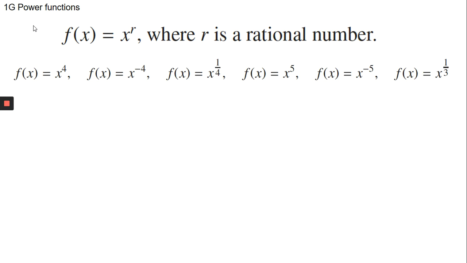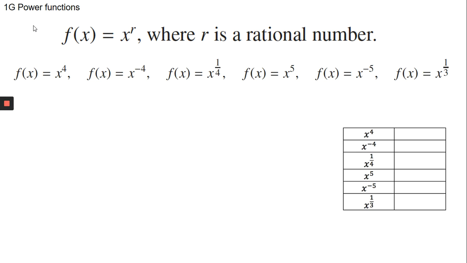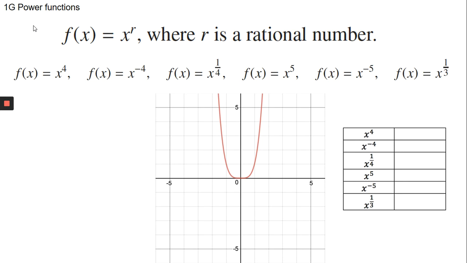Let's have a look at examples of the 6. So I've done a little table down the end, and you've got to do a bit of work now. So you've got to fill in the right-hand side what that graph looks like. So here's the graph, x to the power 4, and we know that one looks like x squared. So in the table, x squared.